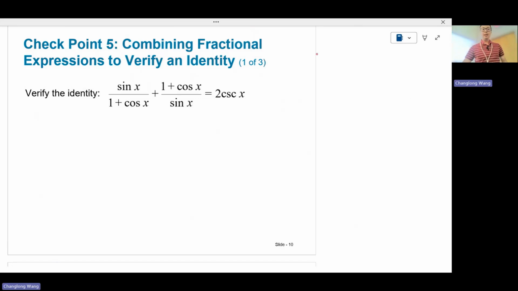But somehow they insist that you might want to combine the fraction expressions, which is on the left-hand side, right, to verify this identity. So now the question is, how would you be able to combine these two fractions if they have different denominators? Let me remind you with a simpler numerical situation. Let's say 2/3 plus, let's say 5/4, just making that up.